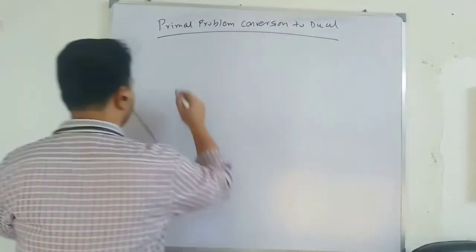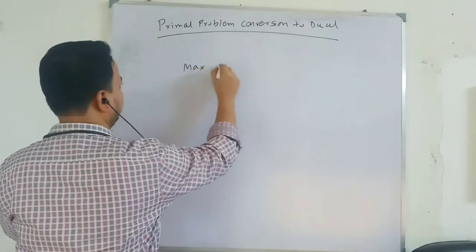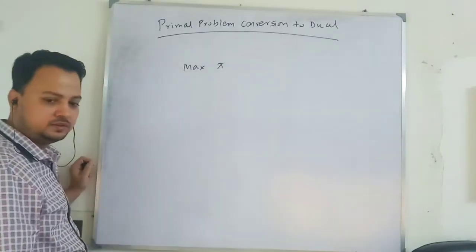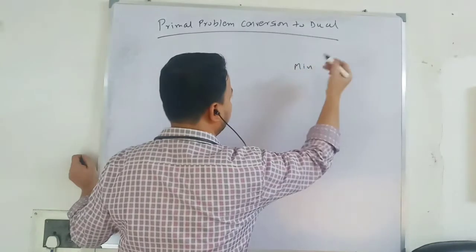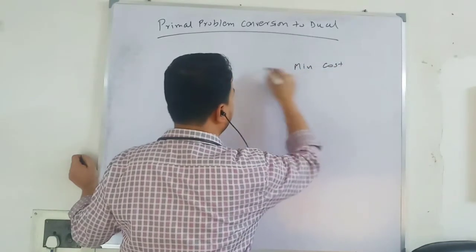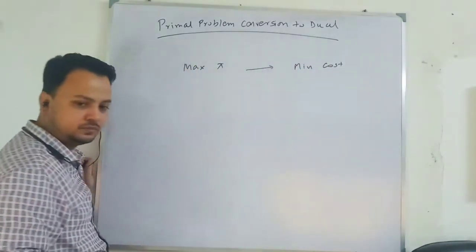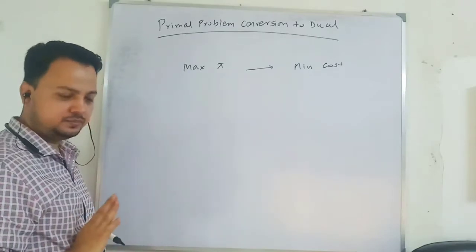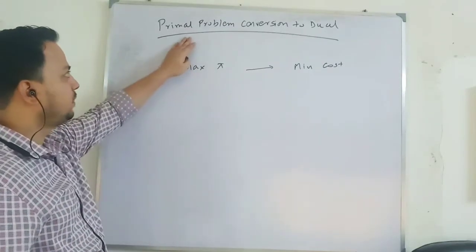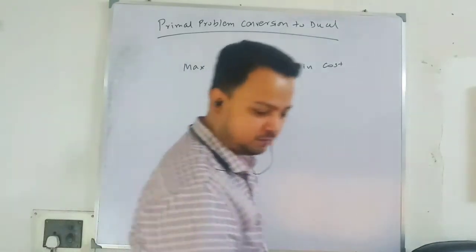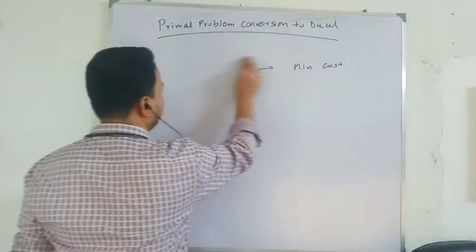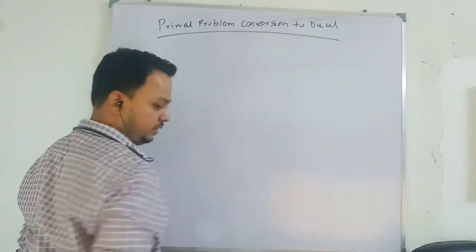Suppose your primary problem is maximization of profit, then the derived problem will be minimization of cost. Clear? What we are doing here is converting the primary problem into the dual problem. So there are certain steps that we have to remember, and that is what we will be doing.